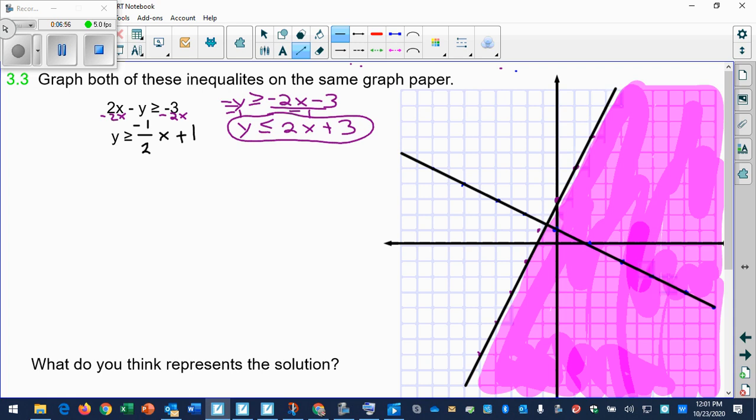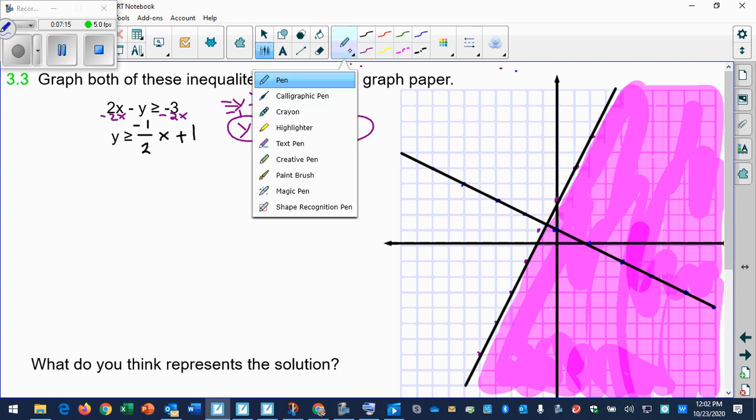Okay, so where do I color this? I'll let you know. You can erase colored pencil. Well, sort of. Not very well. So am I going to shade this above or below? Above, because it's greater than, right? And you said to use blue? Yes. Okay, here it goes.